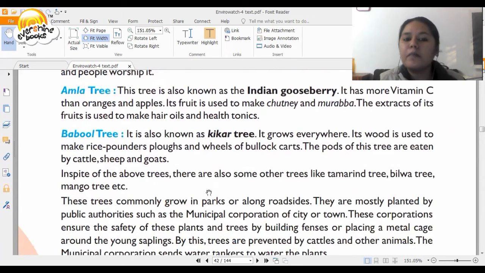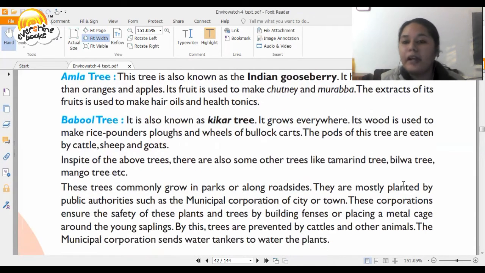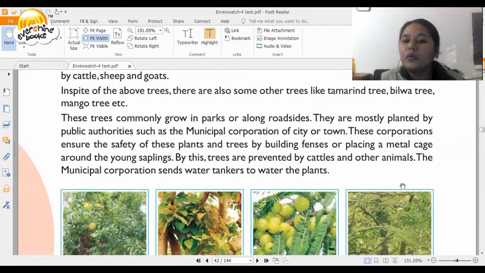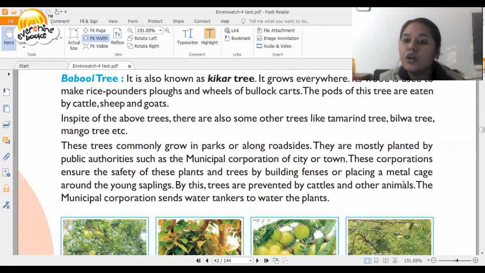In addition to the above trees, there are also some other trees like the tamarind tree, bilwa tree, mango tree, etc. These trees commonly grow in parks and along the roadside. So you will see these trees maybe on the pavement or on the central verges. They are mostly planted by public authorities such as the municipal corporation of your city or town.